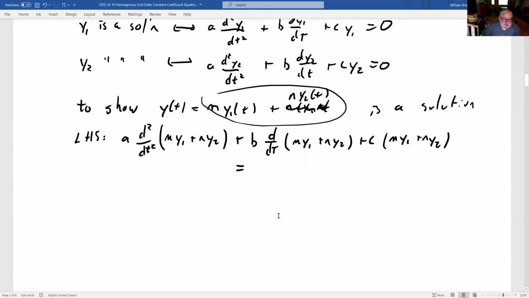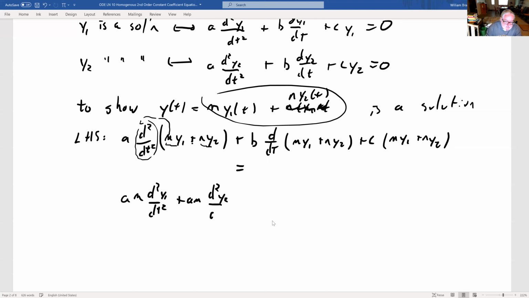If I grind away at this a little bit, what do I get? Well, I know that when differentiating, I can bring constants out of derivatives. And I know that I can break up derivatives by differentiating this part and then taking the sum with the derivative of this part. So what do we get there? We get a times m times the second derivative of y1 plus a times n times the second derivative of y2.